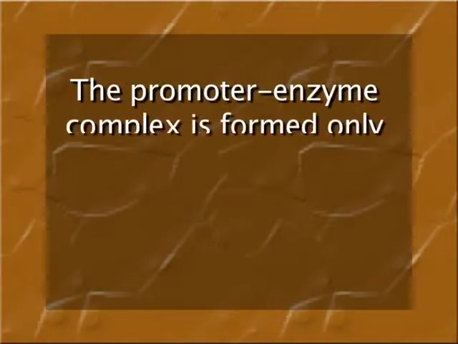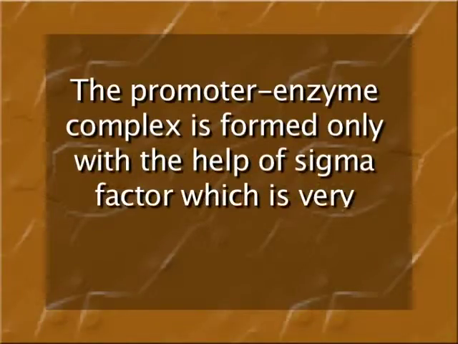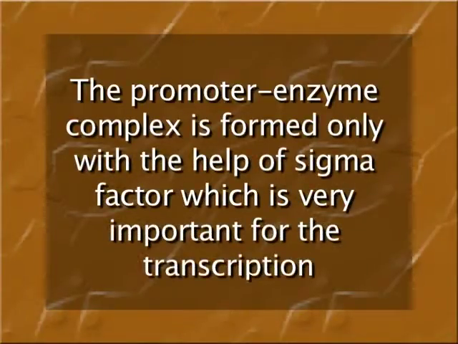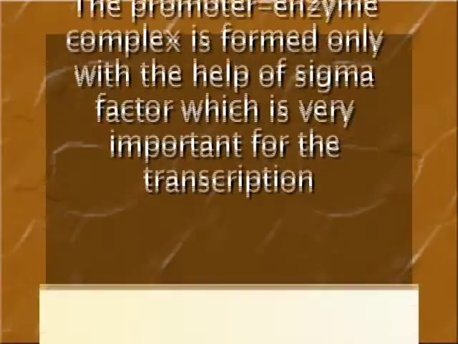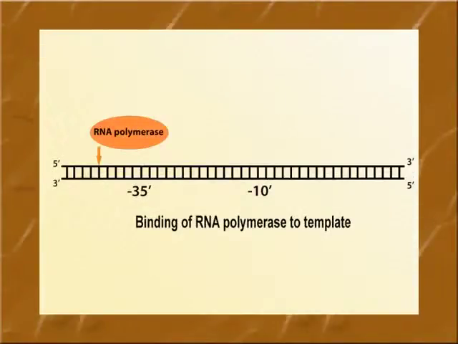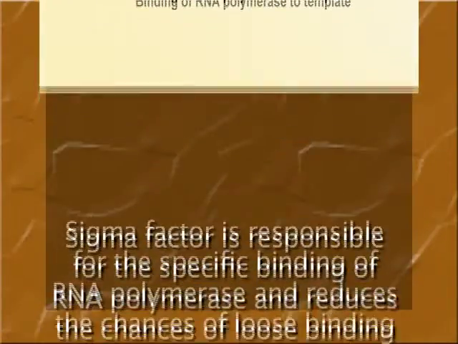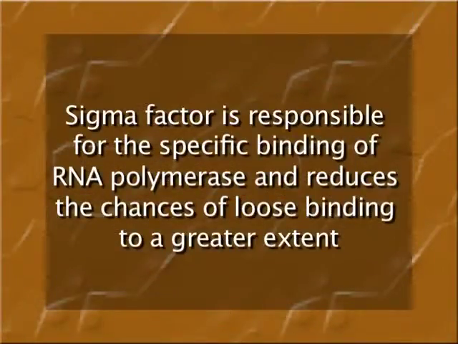The binding of core enzyme without sigma factor to DNA is not promoter specific. The promoter enzyme complex is formed only with the help of sigma factor, which is very important for transcription. RNA polymerase sometimes binds at a site other than the promoter site, which is known as loose binding. Sigma factor is responsible for the specific binding of RNA polymerase and reduces the chances of loose binding to a greater extent.